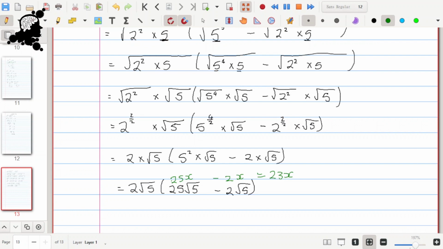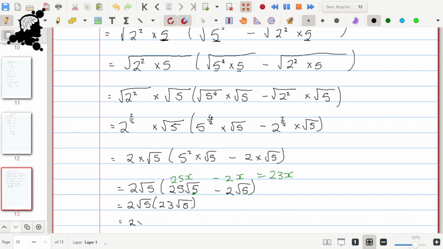Whenever we've got the same radical sign, so in this case, we've got square roots on both sides, and we've got the same number underneath those radical signs, then those are like terms. So I can say this is 2 square root of 5, and 25 minus 2 will give me 23 square root of 5.